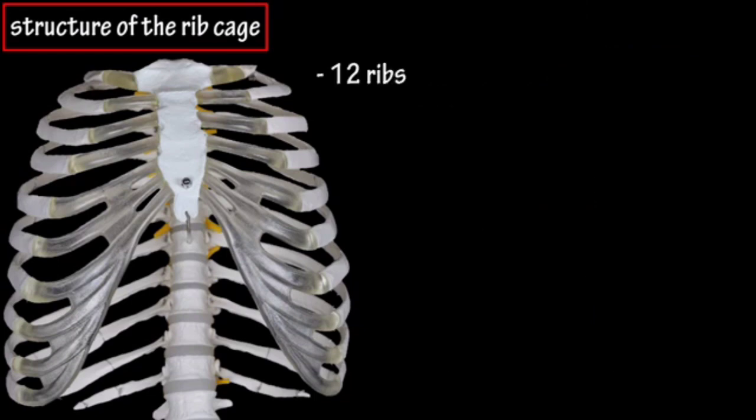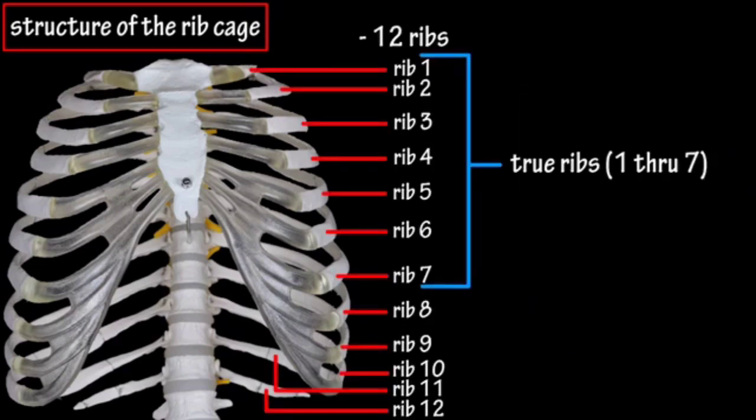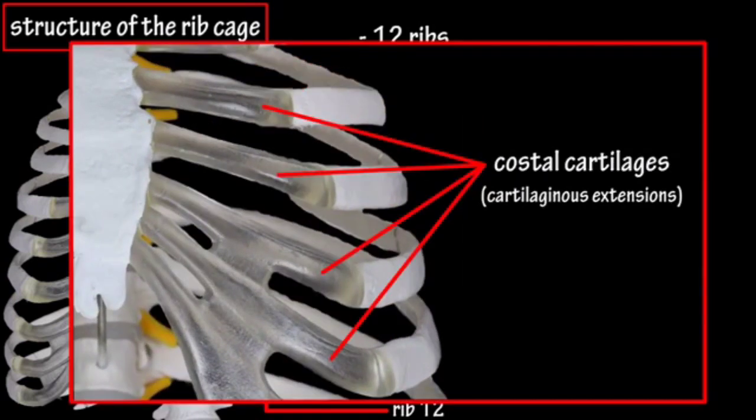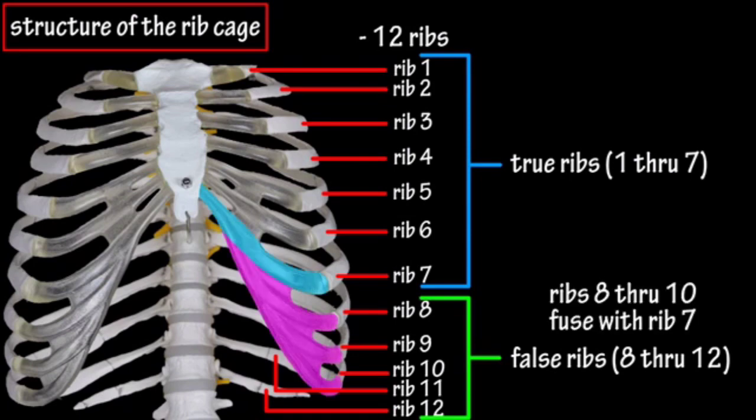There are a total of 12 ribs, and they originate on or between the thoracic vertebrae in the vertebral column, wrap around the sides of your body, and end in the front of your body. Ribs 1 through 7 are called true ribs because they individually connect to the sternum by way of cartilaginous extensions called costal cartilages, which you can see here in this model. Ribs 8 through 12, located at the bottom of the rib cage, are called false ribs because they do not directly connect to the sternum from their own costal cartilages. Ribs 8 through 10 fuse with the costal cartilage of rib 7, and ribs 11 and 12 are called floating ribs because they do not connect with the sternum at all.